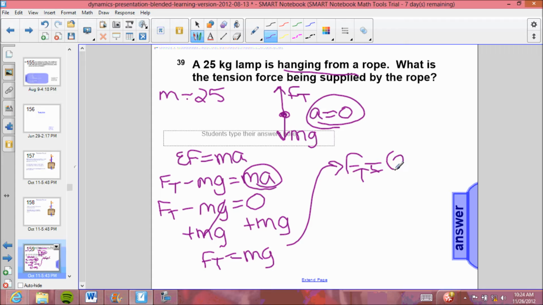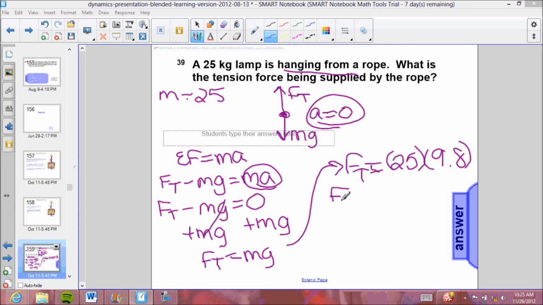Ft equals 25 times 9.8. Ft is going to equal 245 newtons.